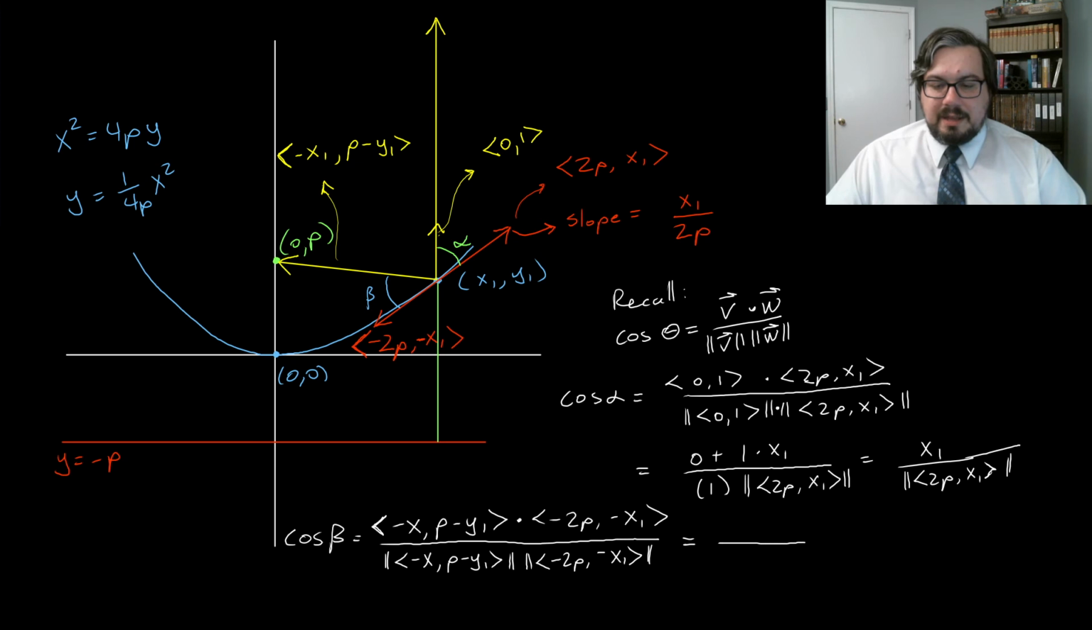So let's go ahead and do this. The dot product on top will give us negative 2p x1, and then plus, but there's a negative from the x1 coming along, so we'll write minus, minus p x1 plus x1 y1.